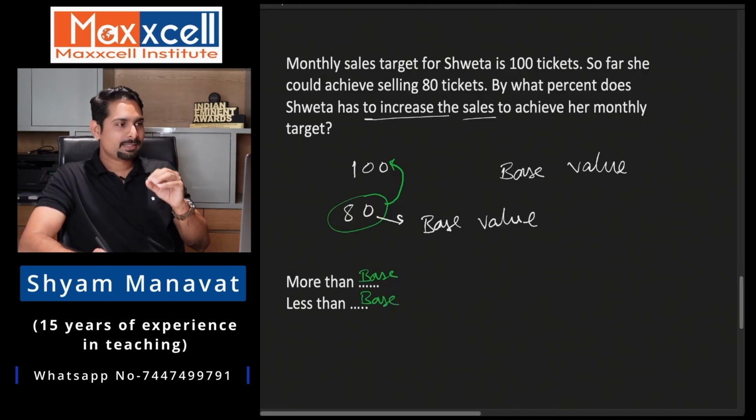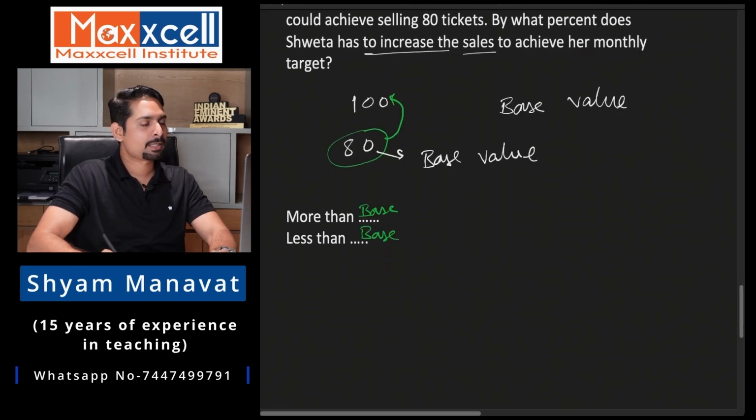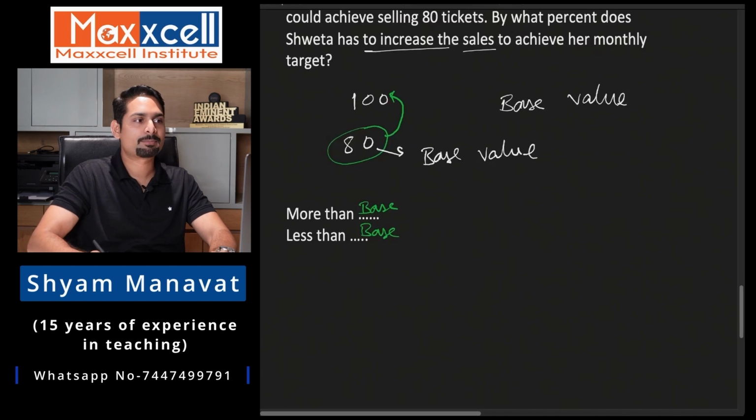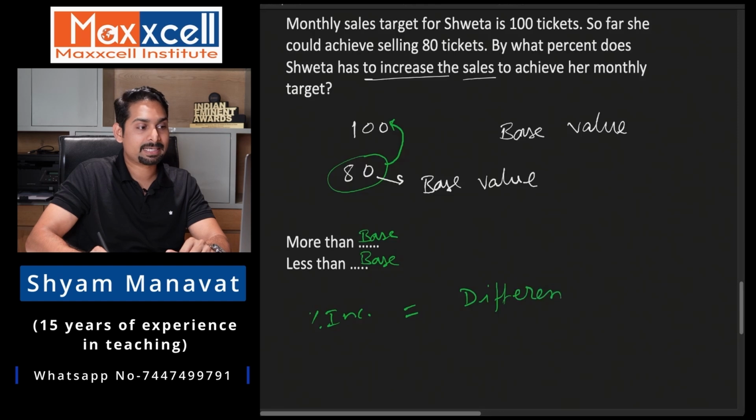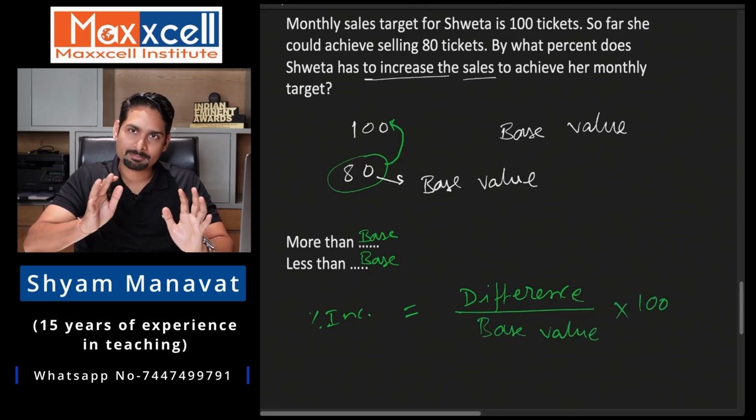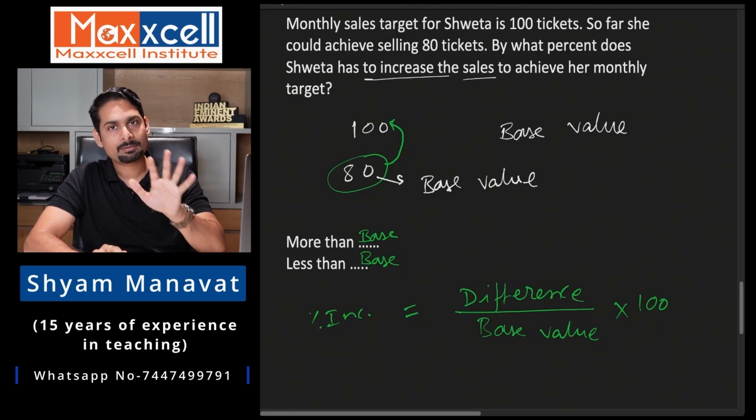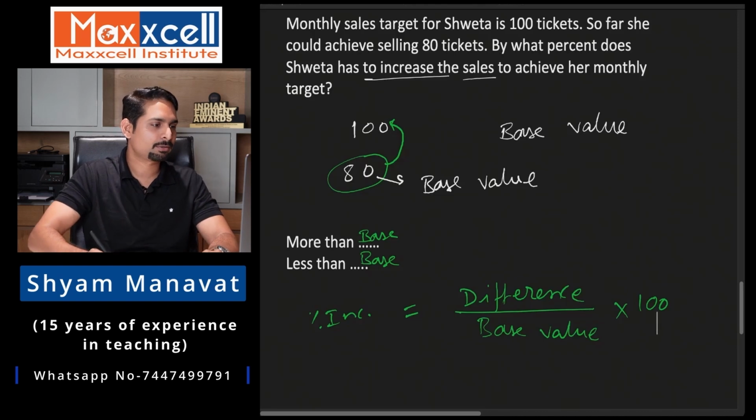Okay, so from 80 we want 100, so 80 become what? Base value. Okay, so in this case your formula of percentage increase will remain same. It is difference divided by initial. Instead of initial we can write base value. So base value in the formula or initial value in the formula is one and the same thing. All right. Okay, so let's look at the calculation.